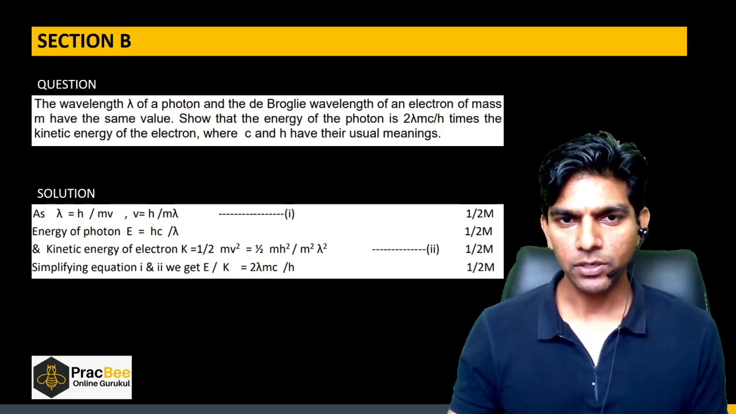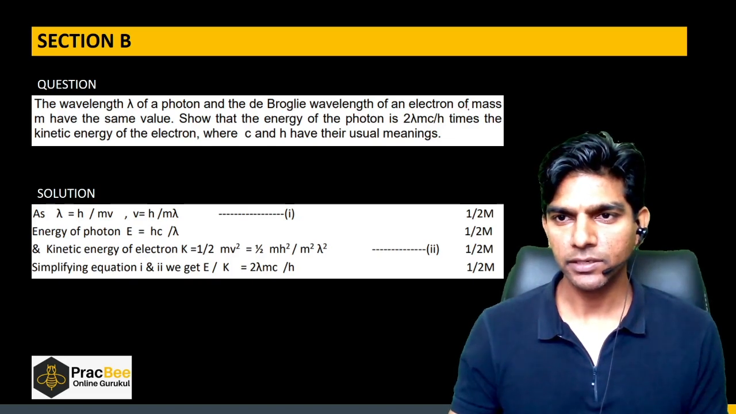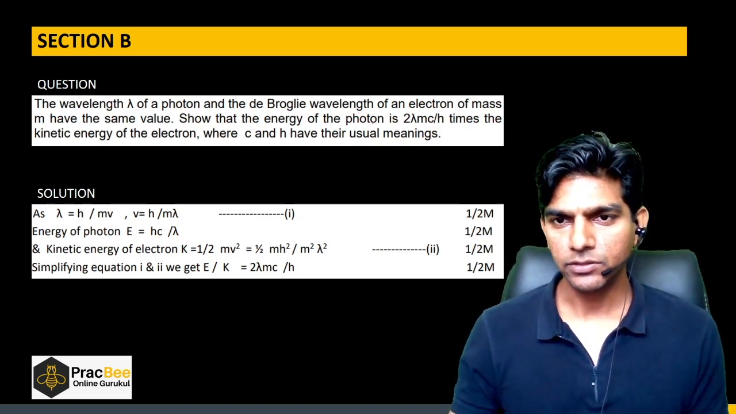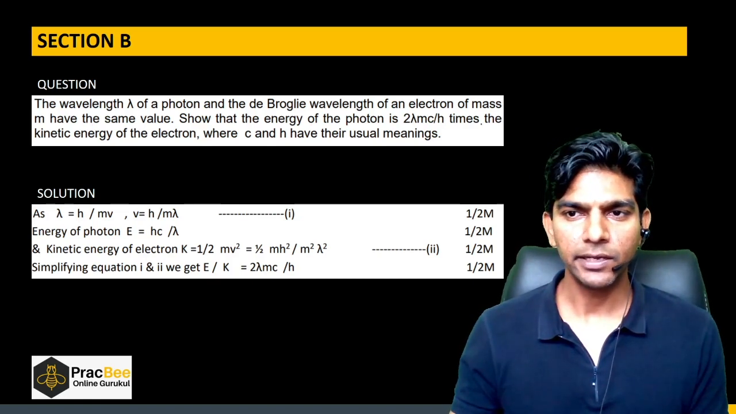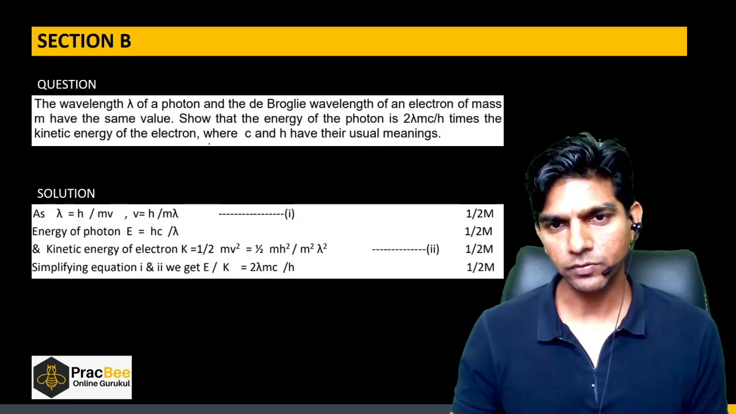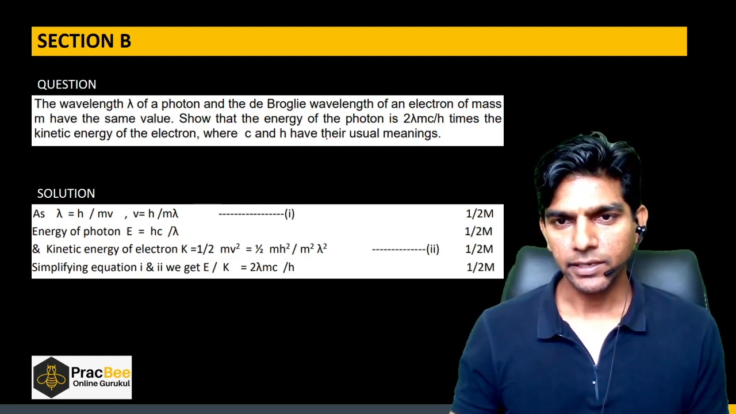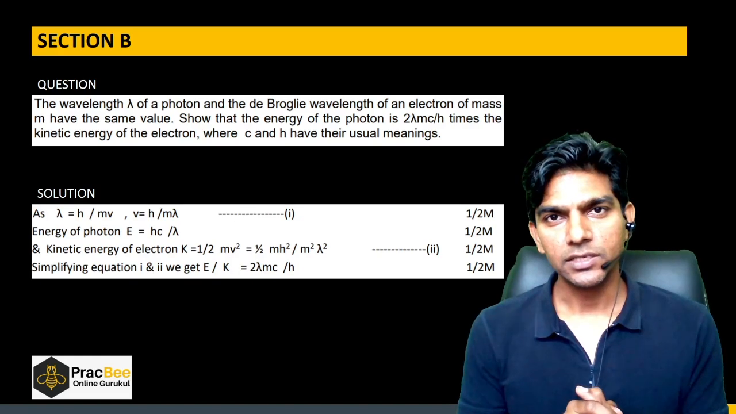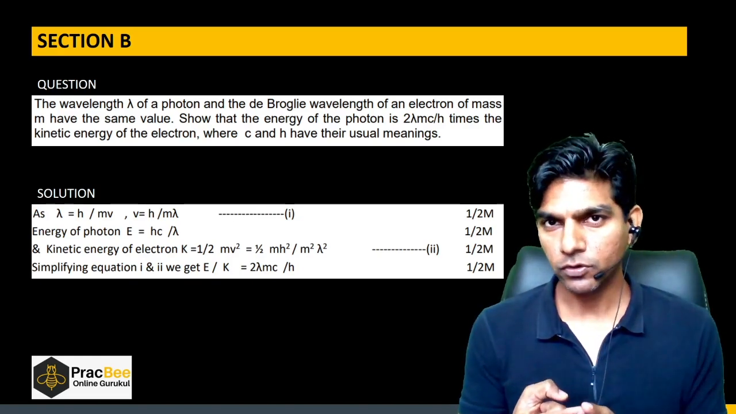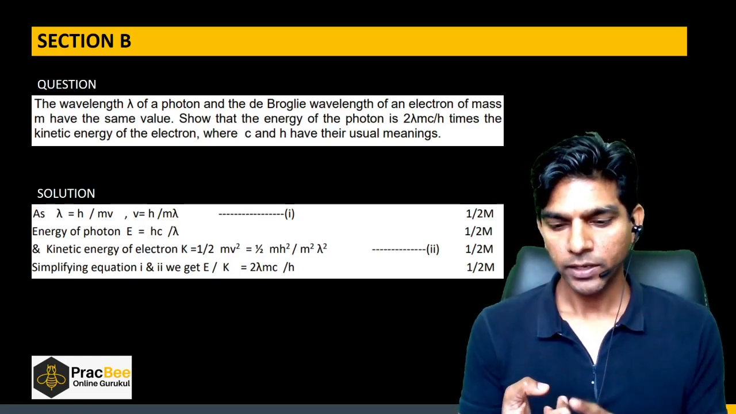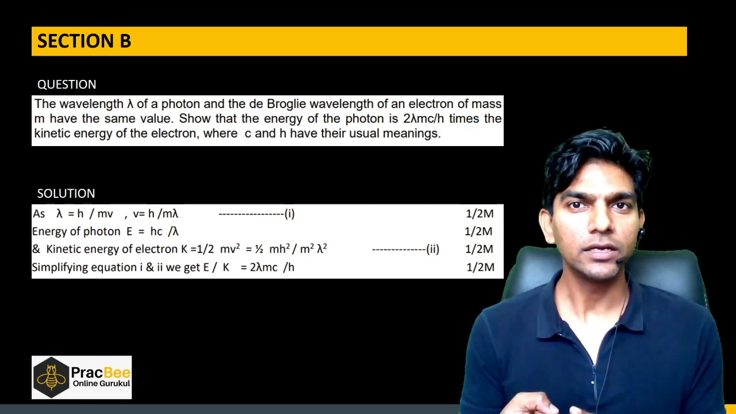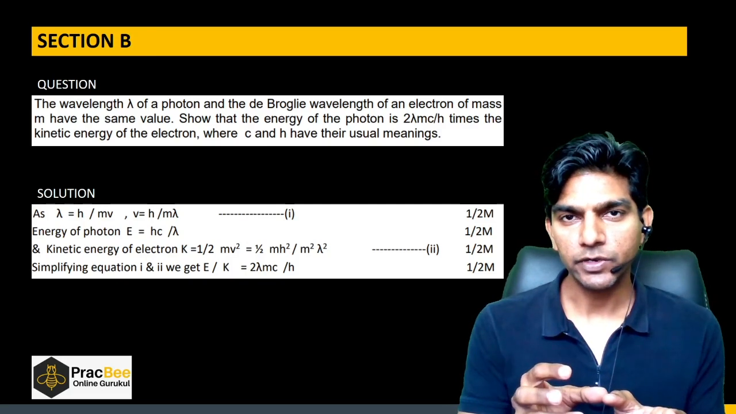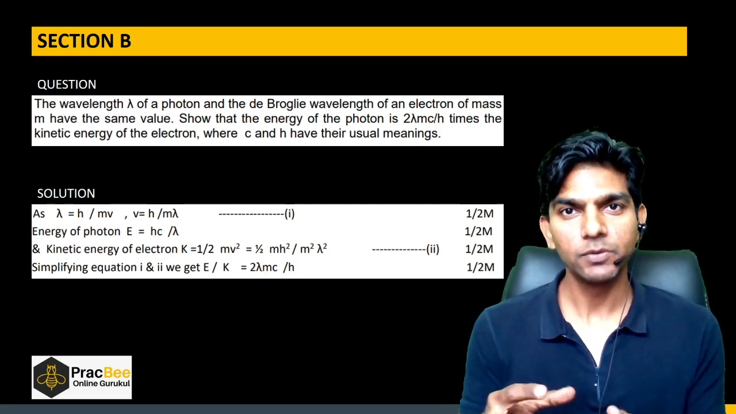The wavelength lambda of a photon and the de Broglie wavelength of an electron of mass m have the same value. Show that the energy of the photon is 2 lambda mc by h times the kinetic energy of the electron, where c and h have their usual meaning. Whenever you attempt a question in your board exams, first of all, you should write down all the formulas involved in that question. If there is any diagram related to that question, you have to draw it, because the diagram will have its weightage. There will be some marks for the diagram, and some marks for the formula.